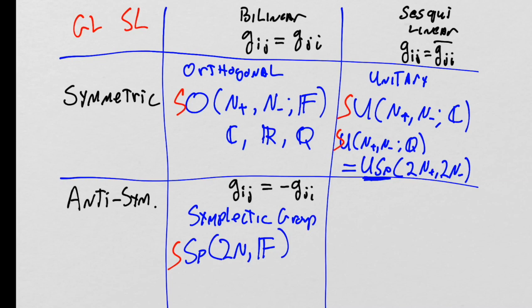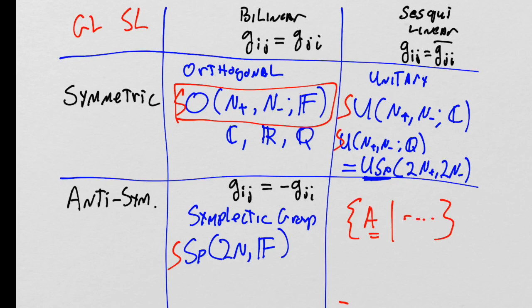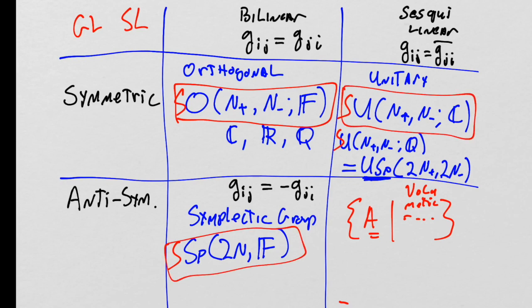Now, what we need to understand is that each classical group represents a set of matrices, and those matrices have these properties of preserving the volume and preserving the metric, right? Or one or both, depending on what group we're dealing with. You know, this is the name of a set, right?